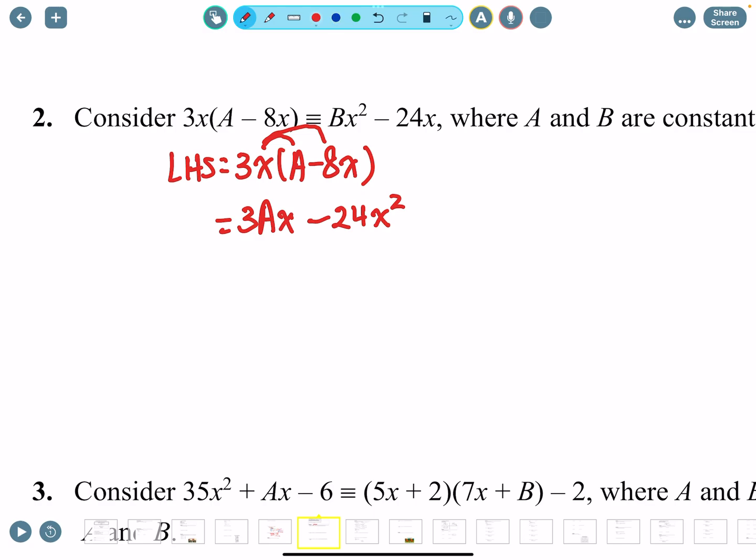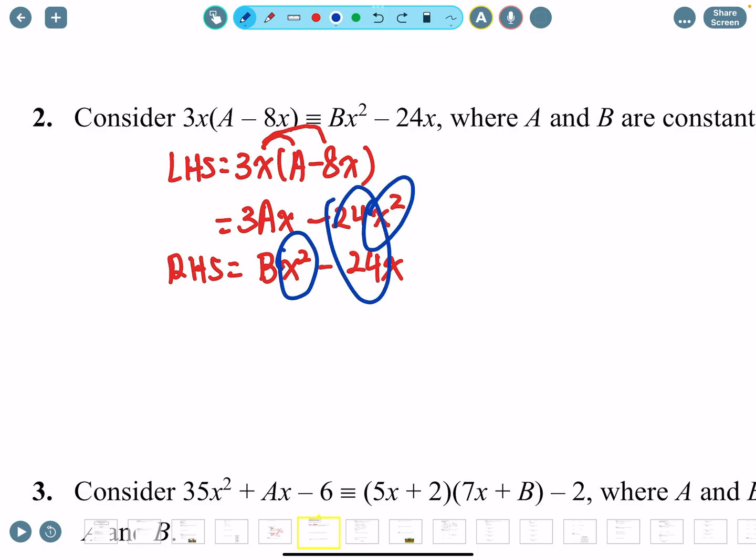Now for the right hand side, we have bx squared minus 24x. Now you have to be careful. We need to match the x squared with the x squared. We don't match the number with the number, okay? So I'm gonna rearrange the right hand side so that it looks like the left hand side. So x is first, right over here. We have negative 24x.